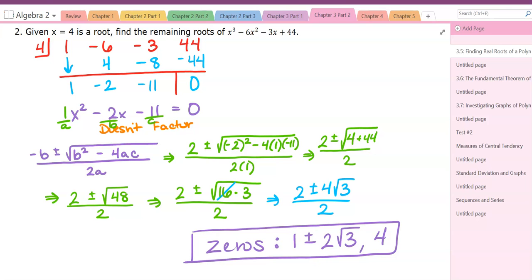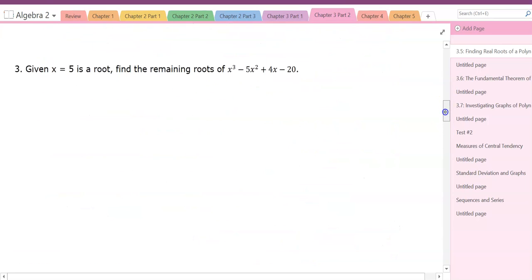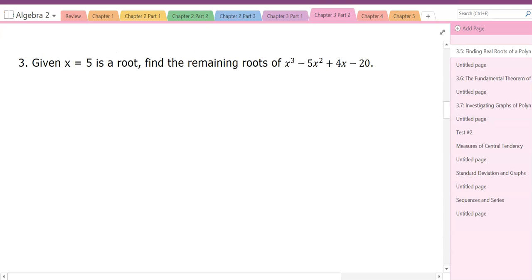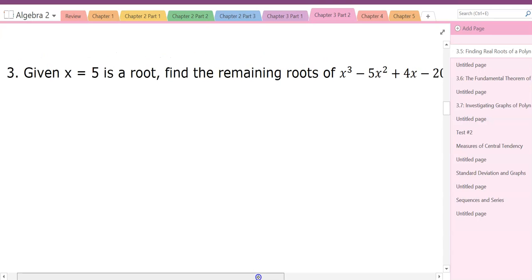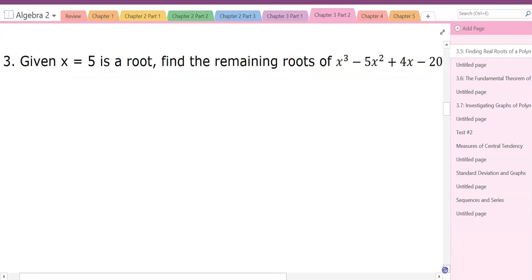All right, let's go on to the next page here. We're going to do this one together, and then I'm going to let you guys try the last one on that page by yourself here. So this one says, given that x equals 5 is a root, find the remaining of this x to the third minus 5x squared plus 4x minus 20. Okay, so I kind of want you guys to lead me through this, because I've shown you how to do this twice, and it's the same process. What's the first thing we need to do?